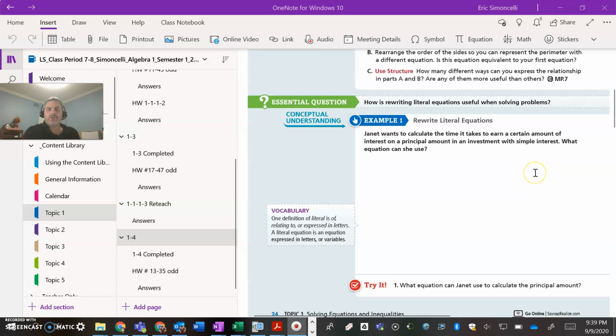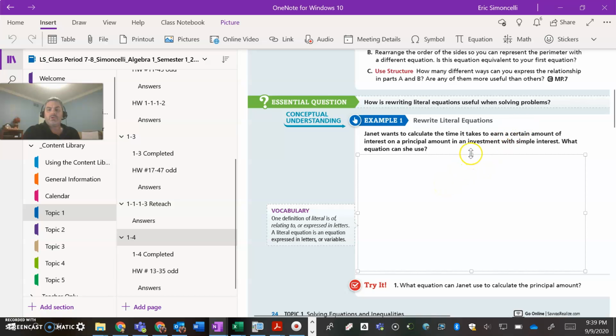Rewrite literal equations. Janet wants to calculate the time it takes to earn a certain amount of interest on a principal amount in an investment with simple interest. What equation can she use?